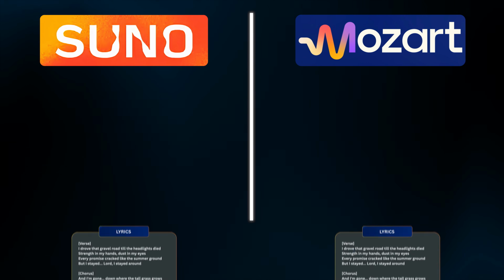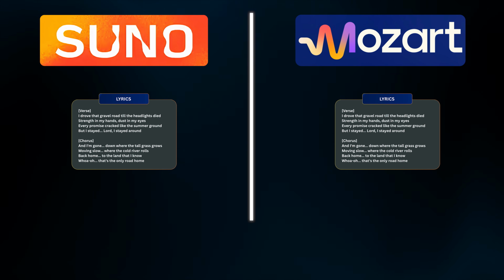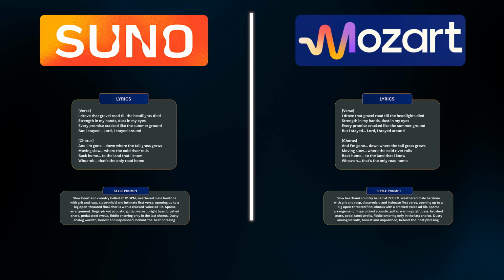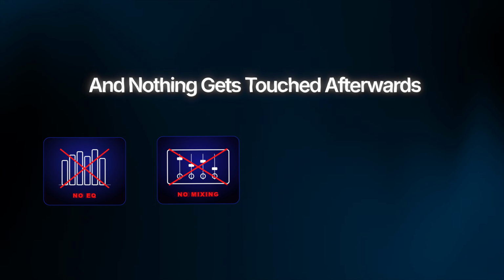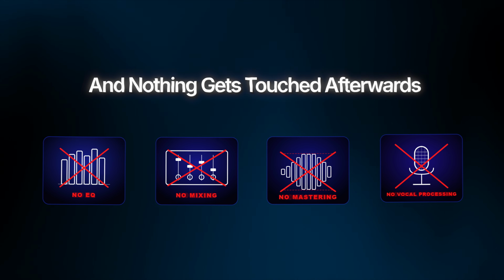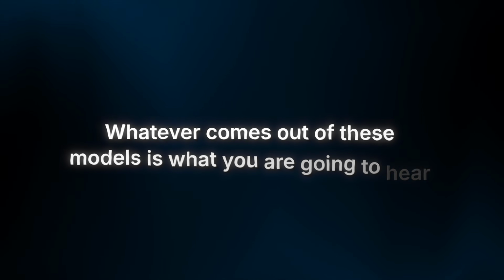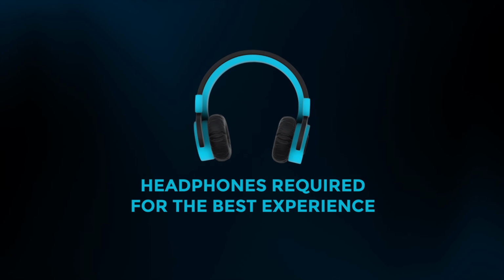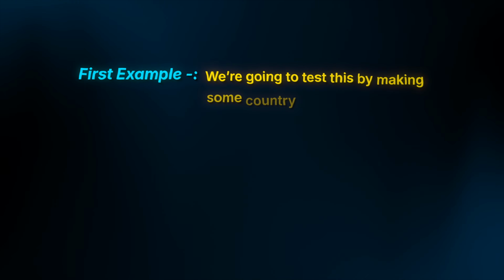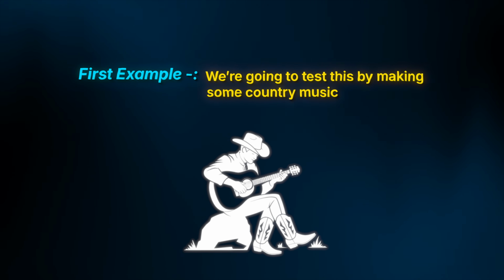Let's find out. So here for testing, I will be using the same lyrics in both tools, and the exact same style prompt, word for word. Everything else stays on default, and nothing gets touched afterwards. No EQ, no mixing, no mastering, no vocal processing. Whatever comes out of these models is what you are going to hear. So maybe best to put headphones on now. So for the first example, we're going to test this by making some country music.